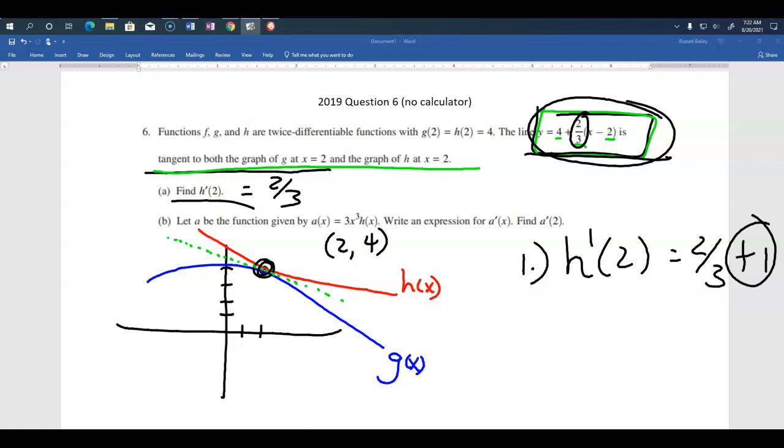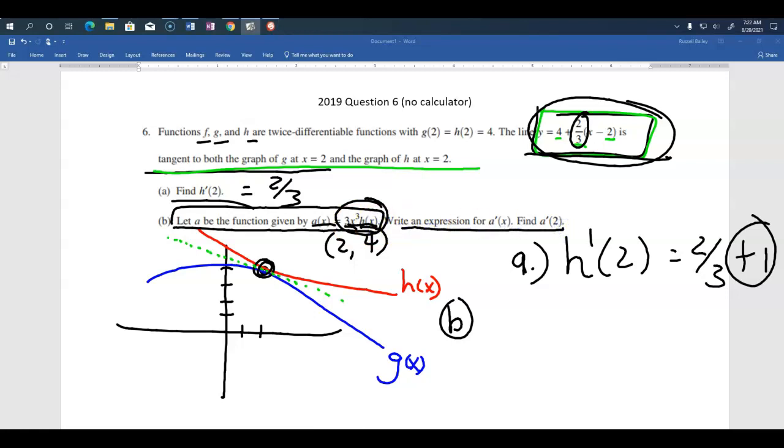Let's go ahead and take a look at part B now. On part B, they're asking us to do something new. They say, let A be this new function. We already have f, g, and h. Now they're throwing a new one at me. They're going to call it the A function, and this A function is the h function multiplied by 3x cubed. They're telling me what that function is, and then they want me to write an expression for A prime of x and A prime of 2.